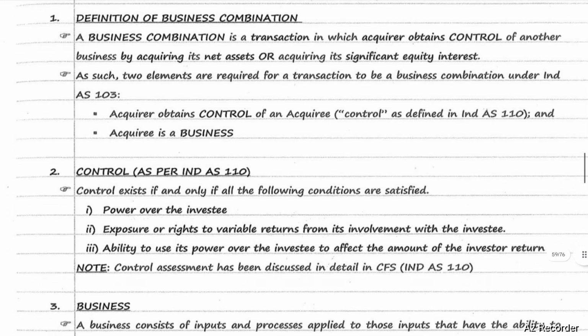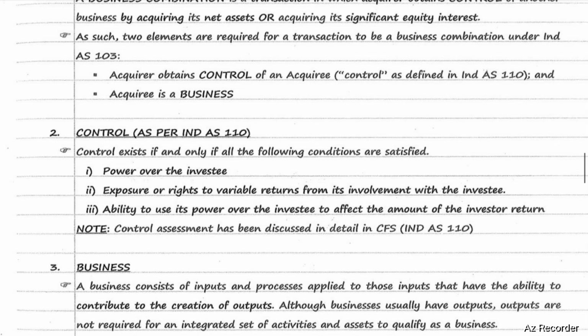What is a control? Control as per Ind AS 110. Control exists if and only if all the following conditions are satisfied. First condition, power over the investee. Second condition, exposure or rights to variable returns from its involvement with the investee. Third condition, ability to use its power over the investee to affect the amount of the investor's return. If all the three conditions are satisfied, then it will be said that control exists. First one, power. Second, variable returns. Third, ability to use that power.